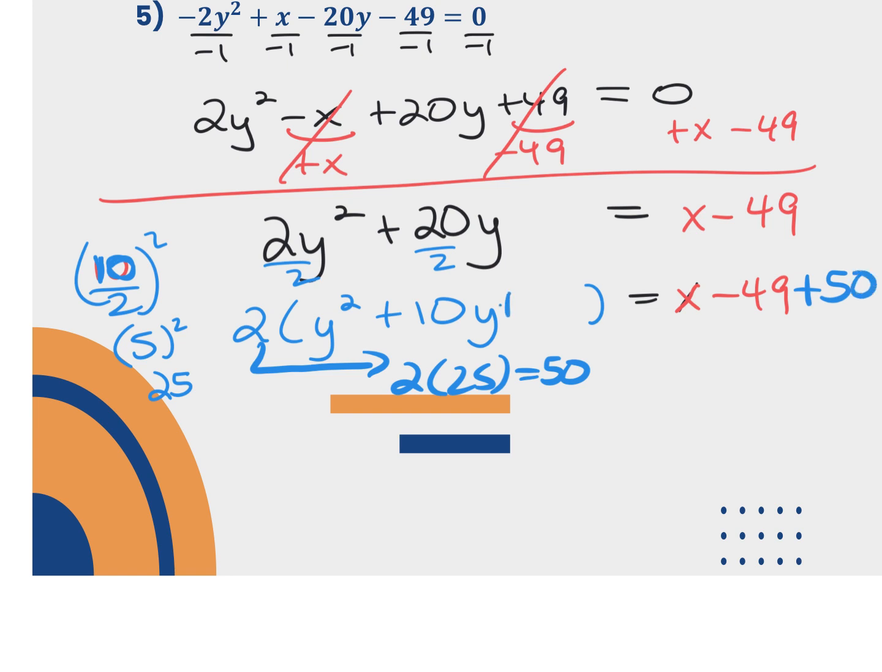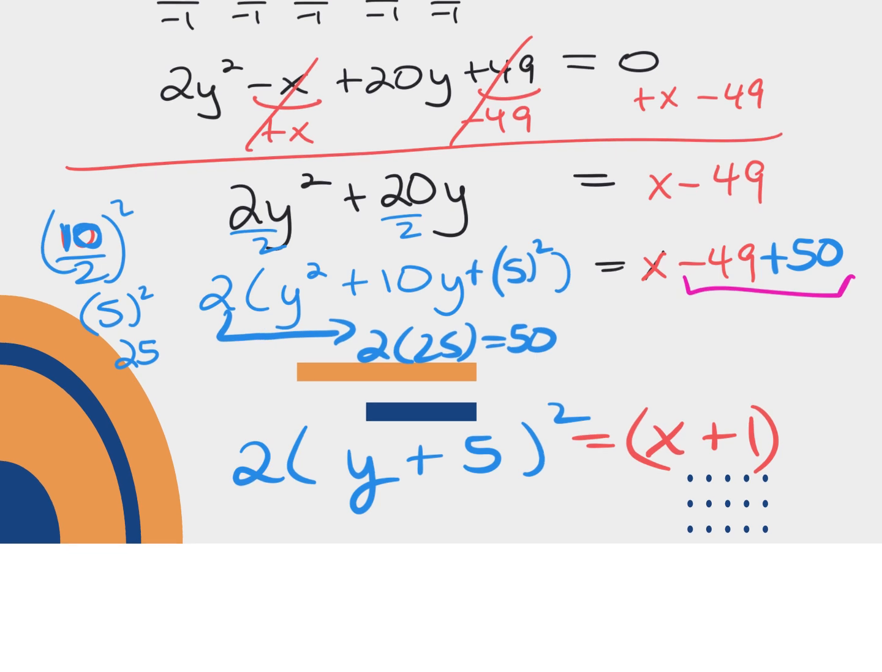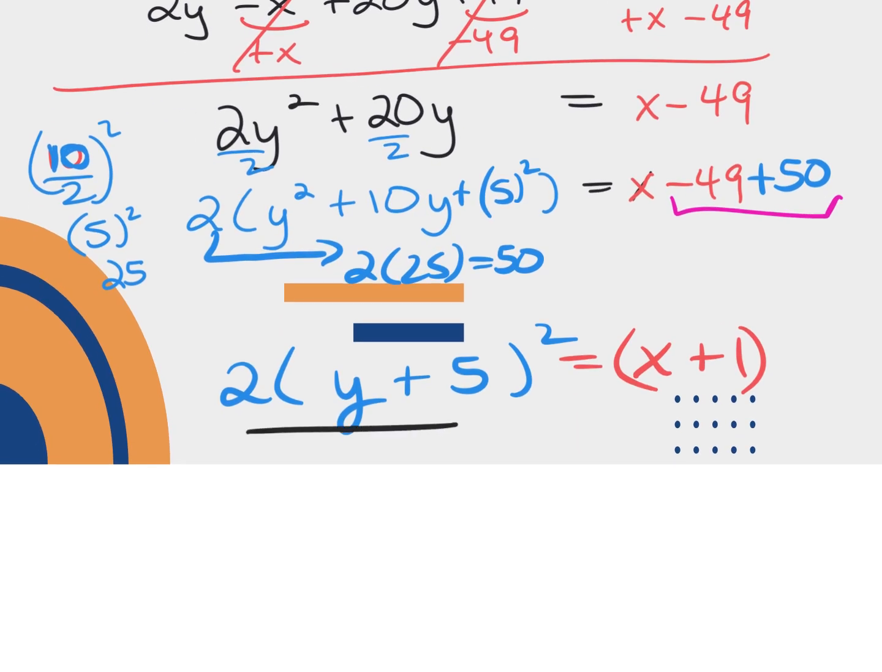But in here, remember, I put what it was before it was squared, because then it goes right into my binomial. It's (y + 5)². And then over here, I've got to do this math. Negative 49 plus 50, and I get x equals x plus 1. Now, we need the y² isolated, so I need to divide both sides by 2.